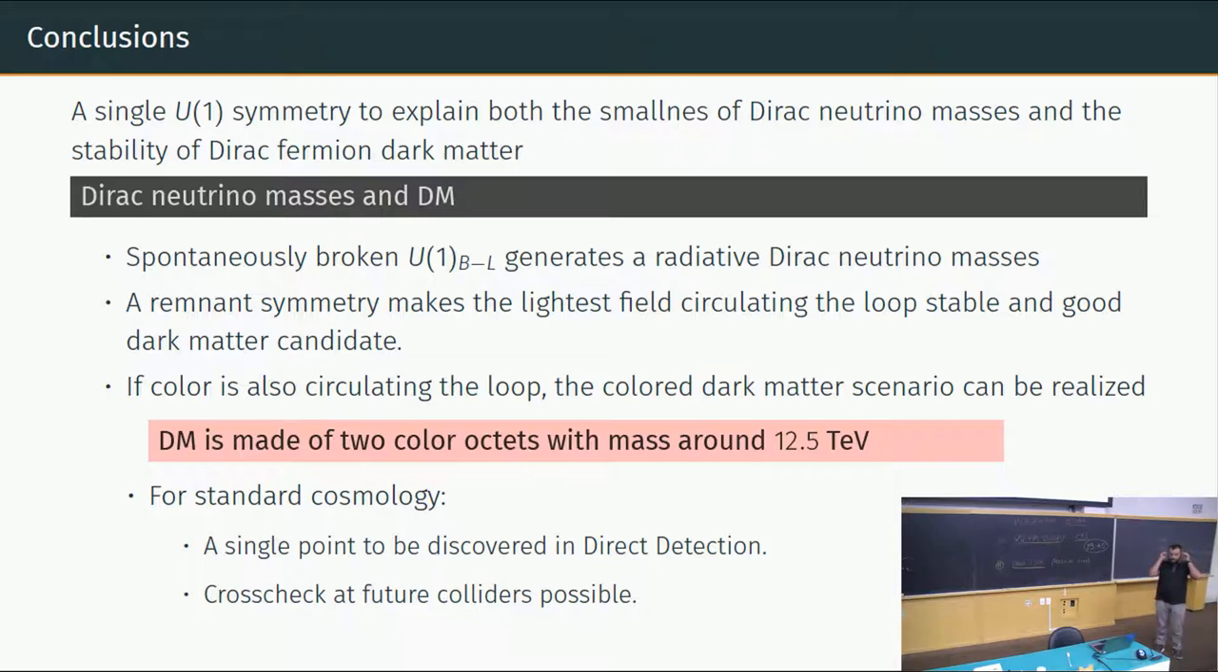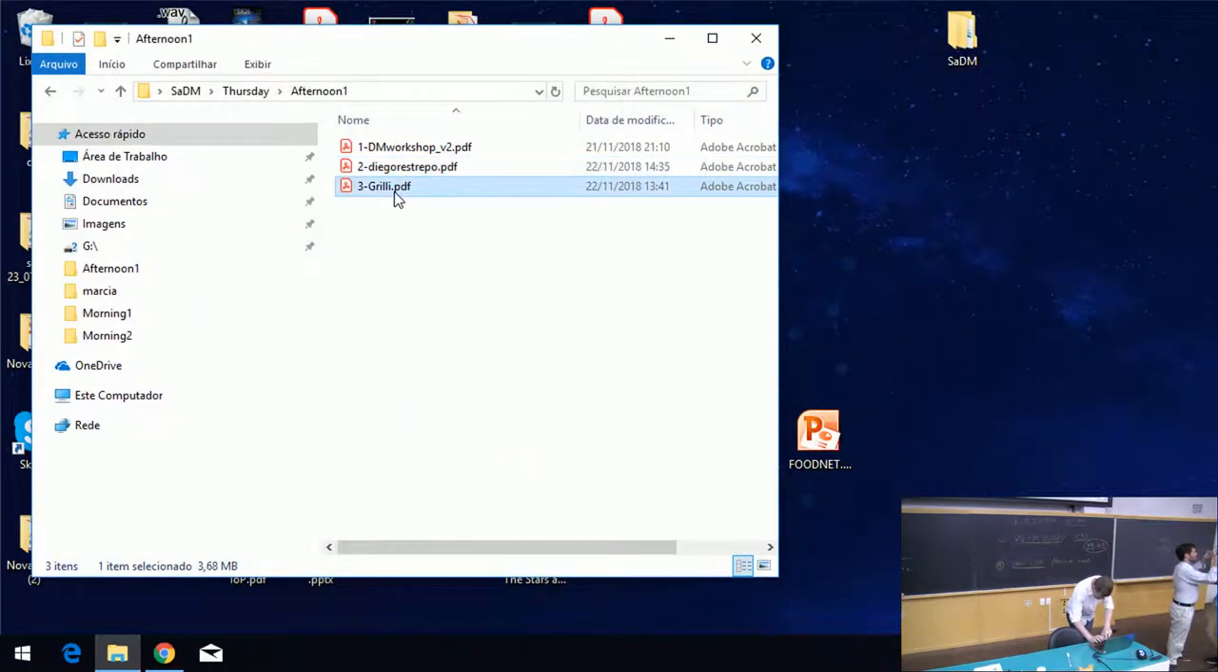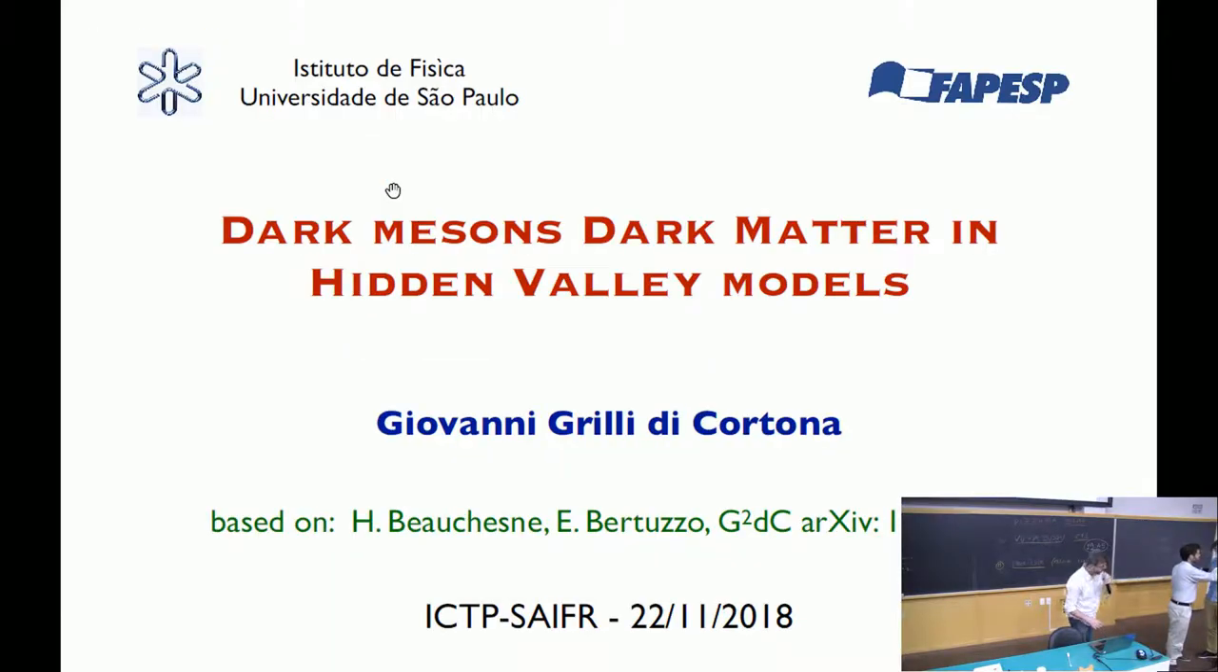Something else? Okay, very good. So let's thank Diego again. So we go to the last talk of this first afternoon session. Speaker will be Giovanni Grilli. And he's going to talk to us about dark mesons in hidden valley models. So, Giovanni, please.